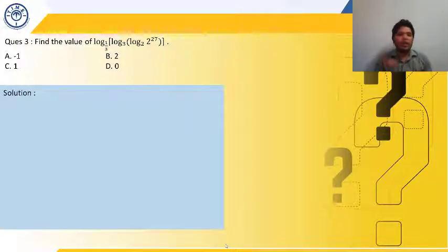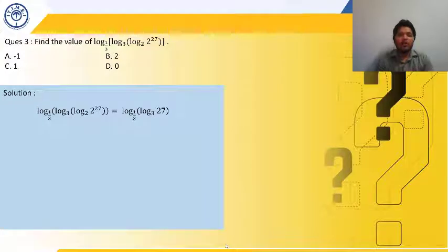In this question we are going to use a property of log again and again. What is that property? Log base a of b to the power m is equal to m log base a of b. So whatever be the power, we can take that power outside. We will start from the innermost log, take the powers outside and then solve it. And what is the value of log base a of a? It is 1.